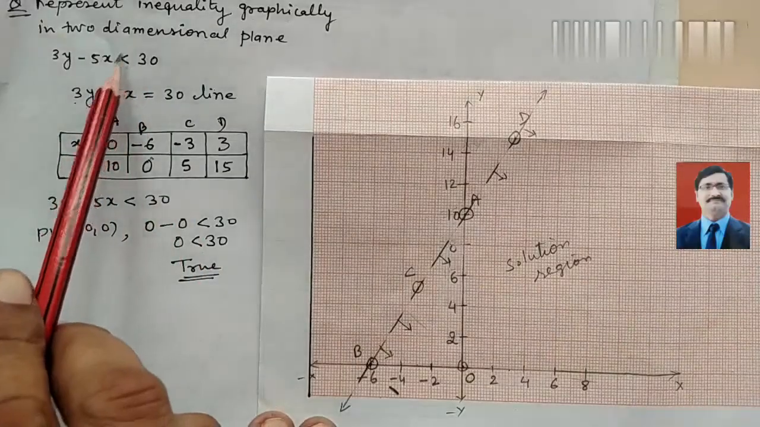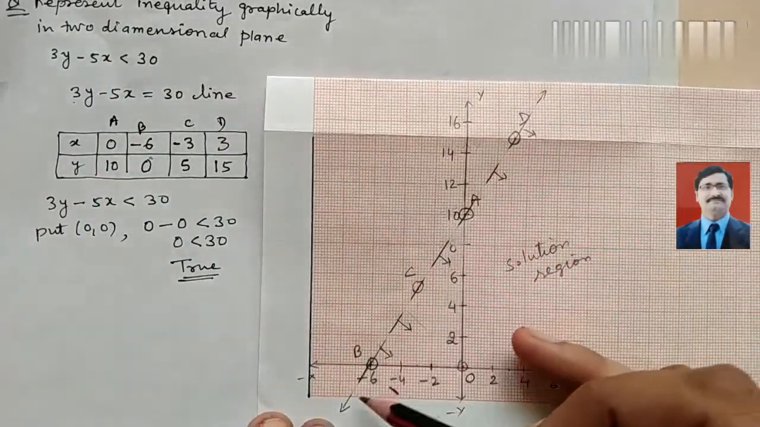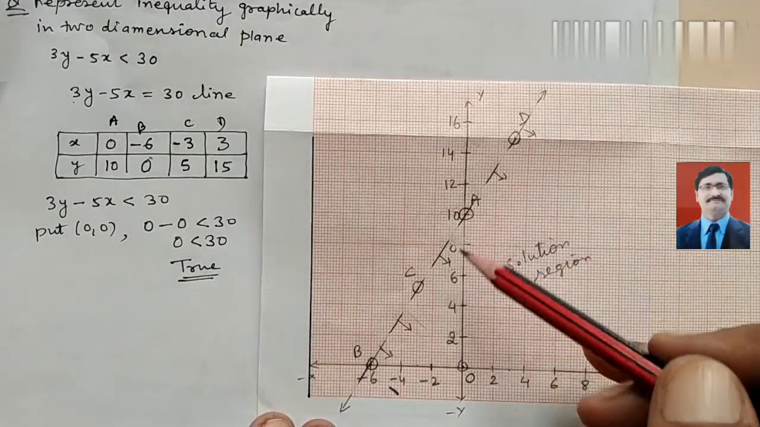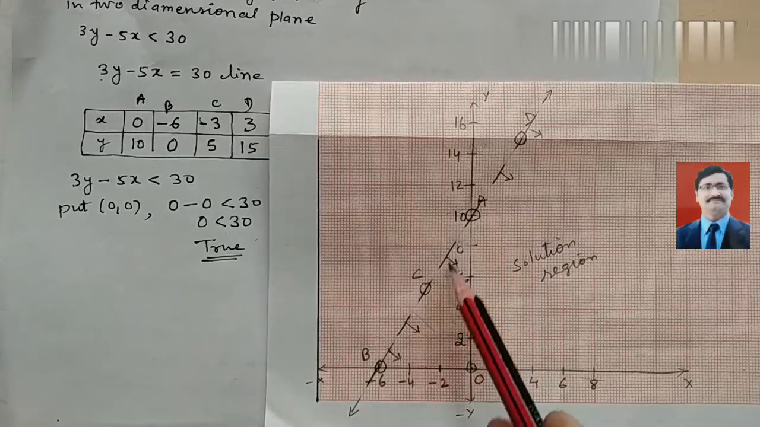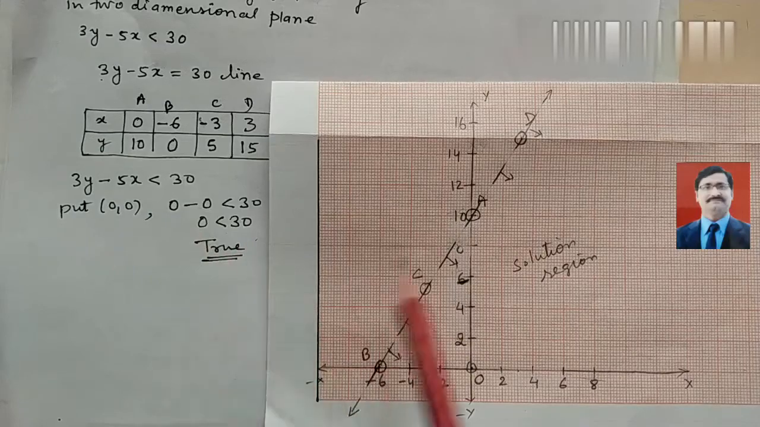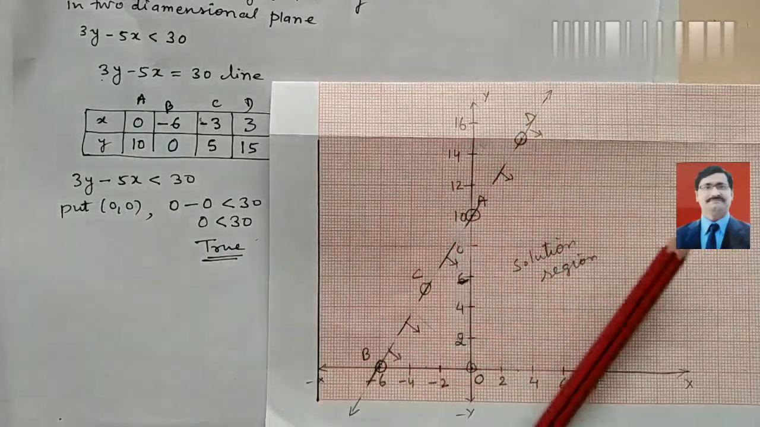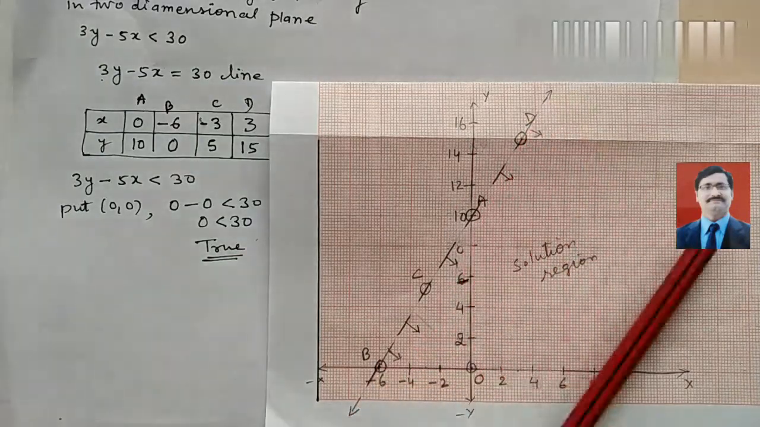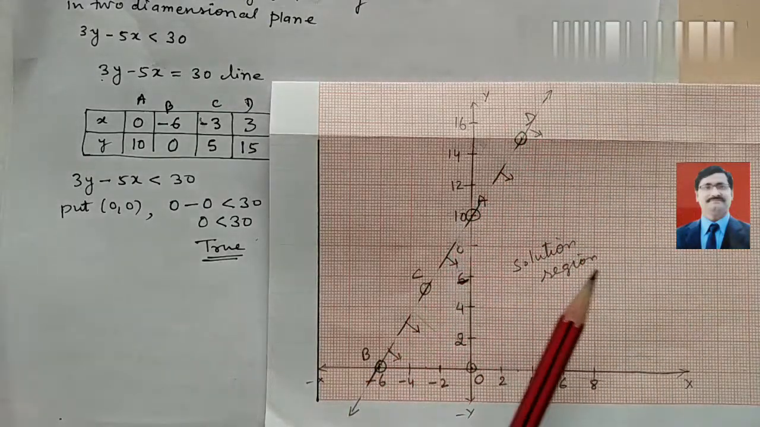Look here, you can check, this is a less than sign. Less than sign means we will draw this line as a dotted line, or represent this line as a broken line. You can check, we broke this line, and here we satisfy 0, 0. It is true. True means we will take this region. This region is called the solution region, because 0, 0 is here. So 0, 0 is in the down part, the down half part. So this is the solution region.